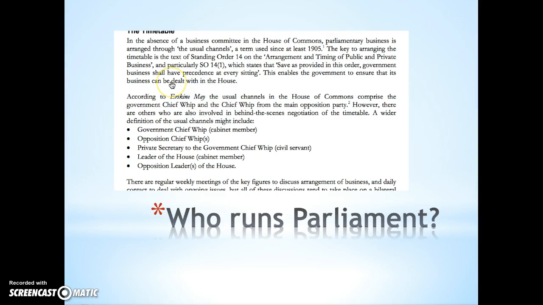Well, according to Erskine May, remember him, he's one of the sources of the Constitution. He's one of those works of authority. And when we look at Erskine May, he says the usual channels in the House of Commons comprise the government chief whip and the chief whip from the main opposition party. However, there are others who are involved in behind-the-scenes negotiations, specifically the private secretary to the government chief whip, the leader of the House, who's a cabinet member, and the opposition leaders. In other words, numerous people are involved with setting the daily agenda of Parliament, but of those, the vast majority are drawn from government.